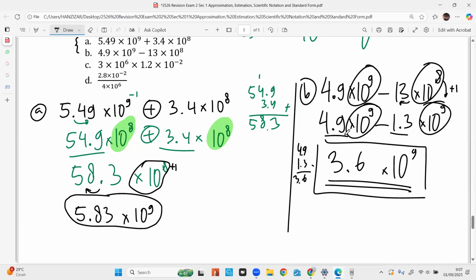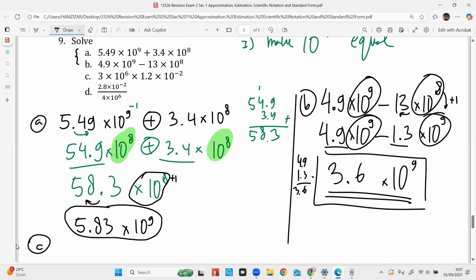Okay, do slow but sure. For question C, I rewrite the question first. 3 times 10 power 6 times 1.2 times 10 power negative 2.